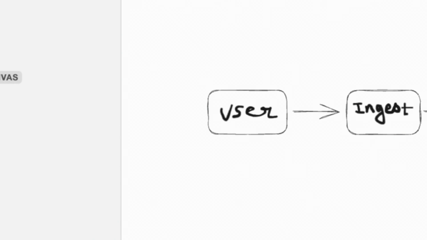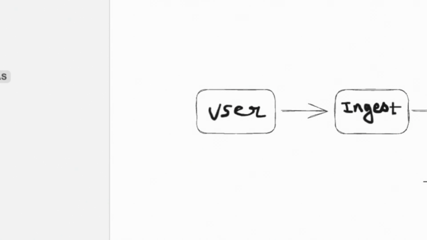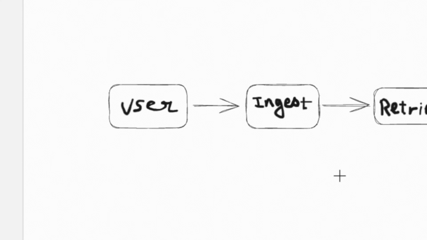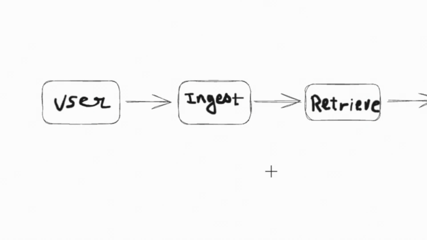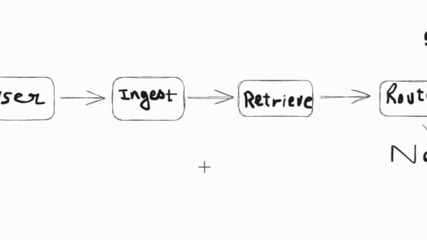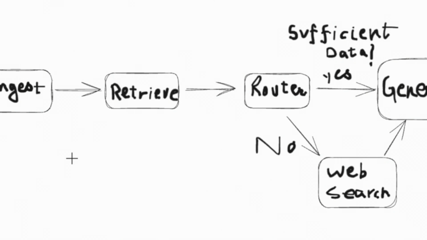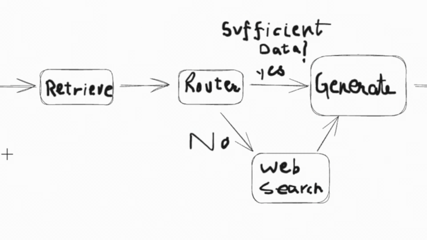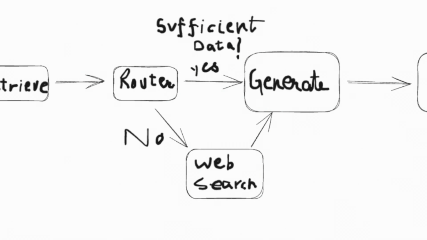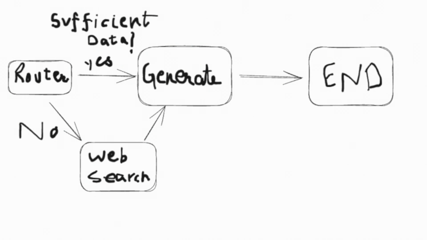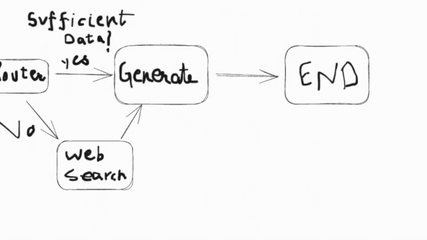So first of all, the user inputs the data in a query, and then it is stored into a database as vectors. Then the LLM retrieves the most relevant documents in the retrieve bit, and after this there's a router that checks if the data is sufficient to answer the query. If it is not, then a web search is used to get more information, and in the end the output is generated.